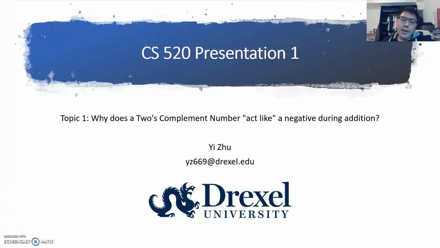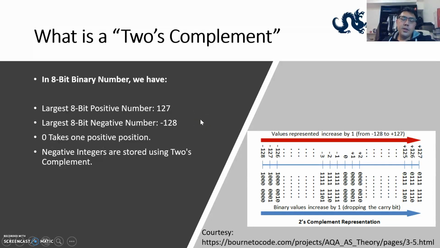My topic is why does a 2's complement number act like a negative during addition? To answer this question, we first need to understand the concept of 2's complements. Let me explain this by a chart over here. This is a binary form to integer form number conversion.